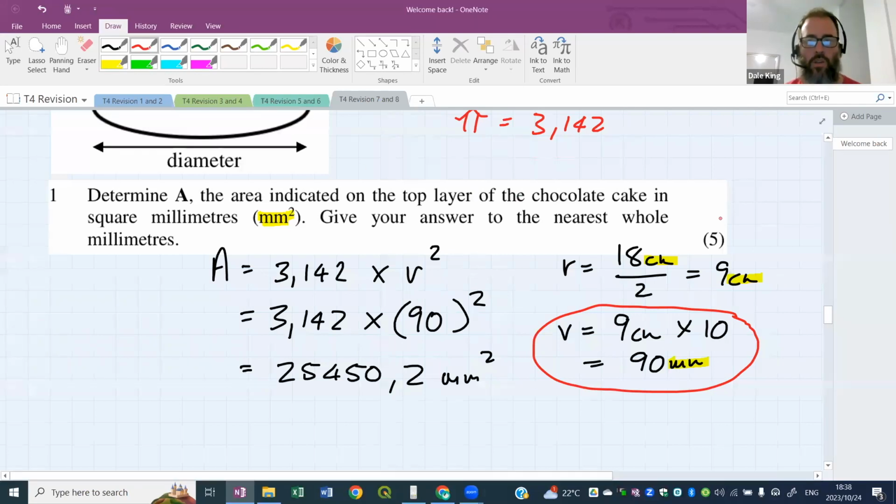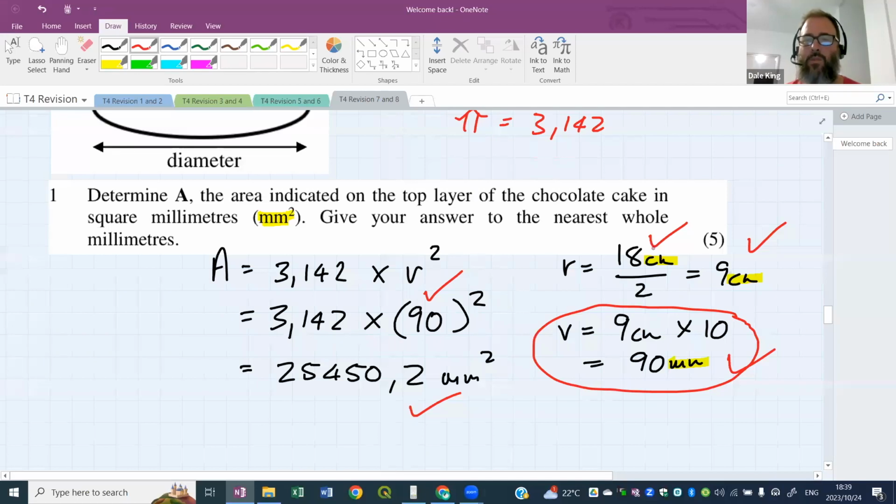Now, let me just bring this to your attention. When you first saw the 5 marks, did you freak out a little bit and look at the sum? Is it that bad? No, it's not that bad. So first of all, converting your 18 centimeters into a radius, there should be a mark there. Secondly, changing your 9 centimeters into millimeters, the conversion, there should be a mark over there. Then subbing into your formula over here. And I think taking the correct diameter of 18 will be a mark there as well, and then a mark for your final answer.